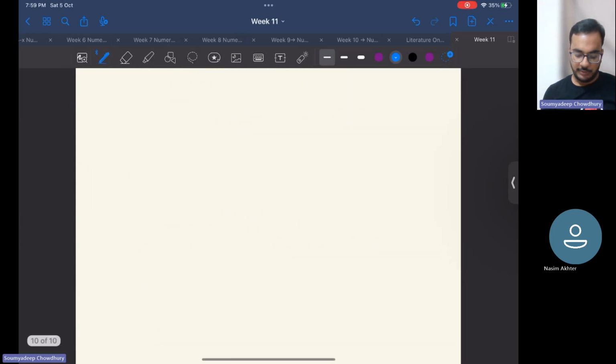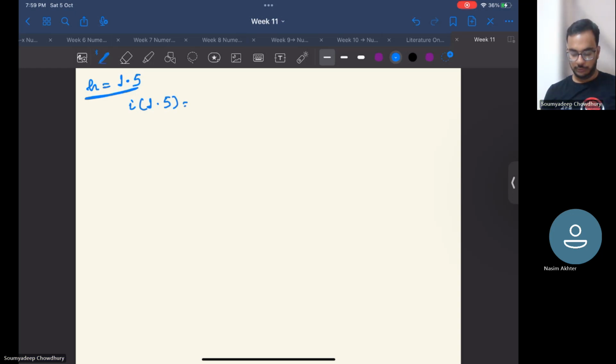Now we'll see one more step size, say h equal to 1.5. Here if you find out your I of 1.5, it will be some 3.75.